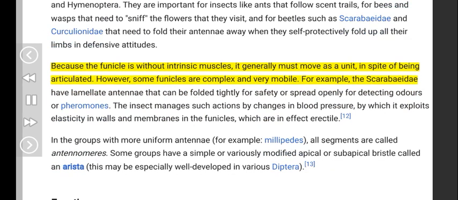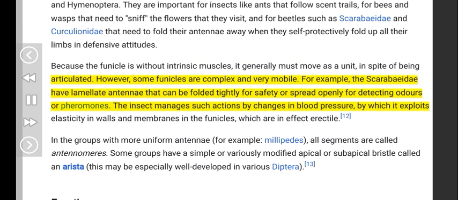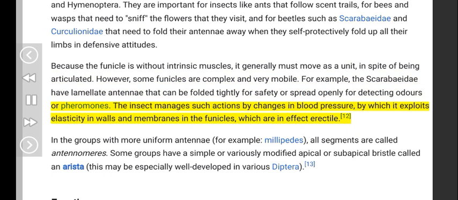Because the funicle is without intrinsic muscles, it generally must move as a unit, in spite of being articulated. However, some funicles are complex and very mobile. For example, the Scarabaeidae have lamellate antennae that can be folded tightly for safety or spread openly for detecting odors or pheromones. The insect manages such actions by changes in blood pressure, by which it exploits elasticity in walls and membranes.